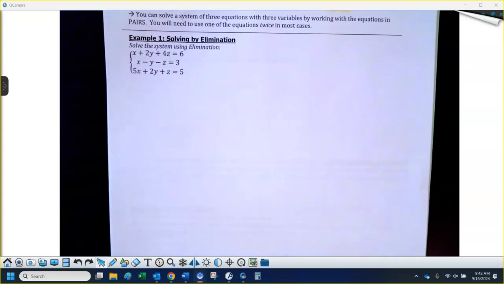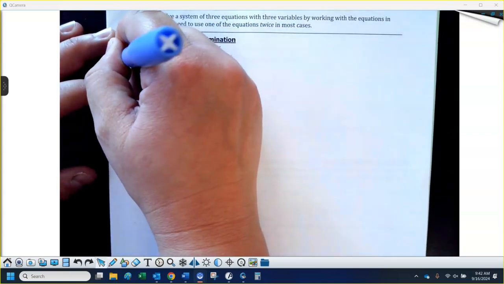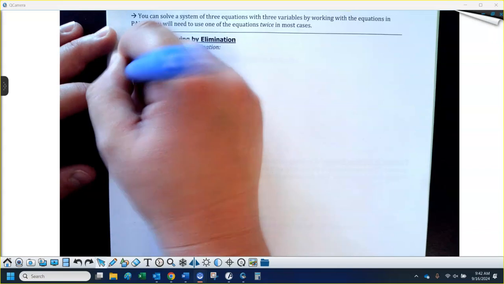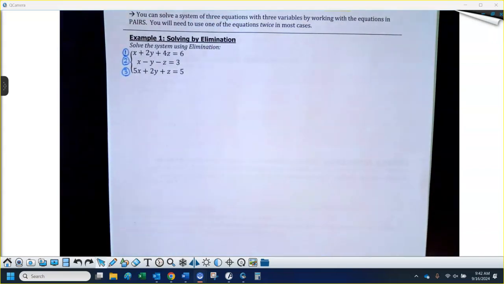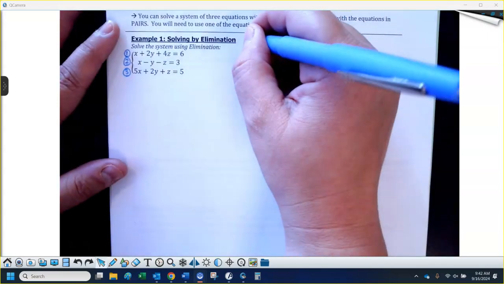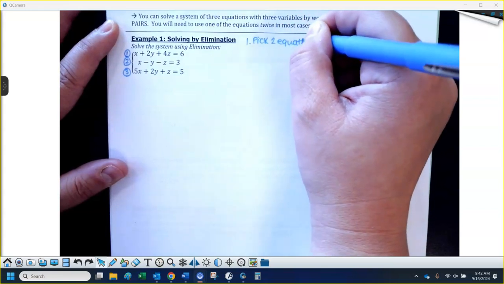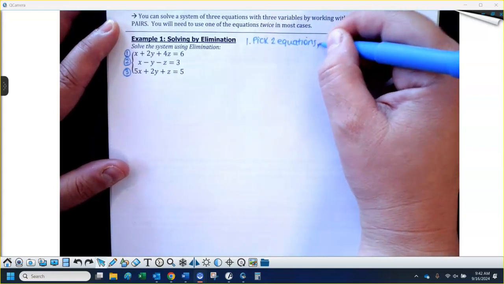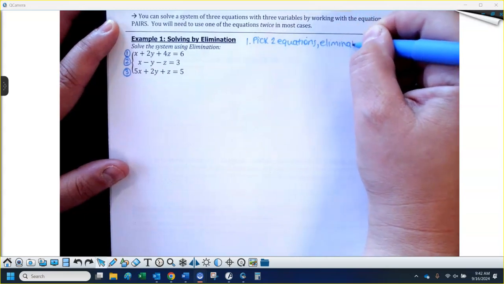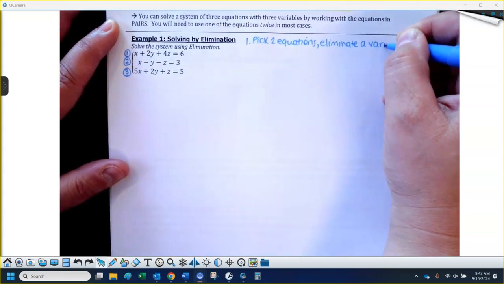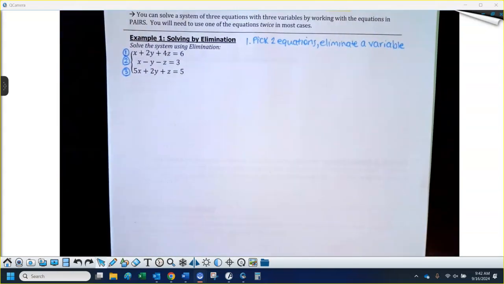You don't have to do this, but the first thing I always do is number the 3 lines, just like 1, 2, 3. That way I can reference what I'm going to do with them. So what you want to do, just to start this out, is pick 2 equations out of the 3 and eliminate a variable. We can pick any 2 of those. You've got 3 equations to pick from. You're going to pick 2 equations, and we're going to eliminate a variable.